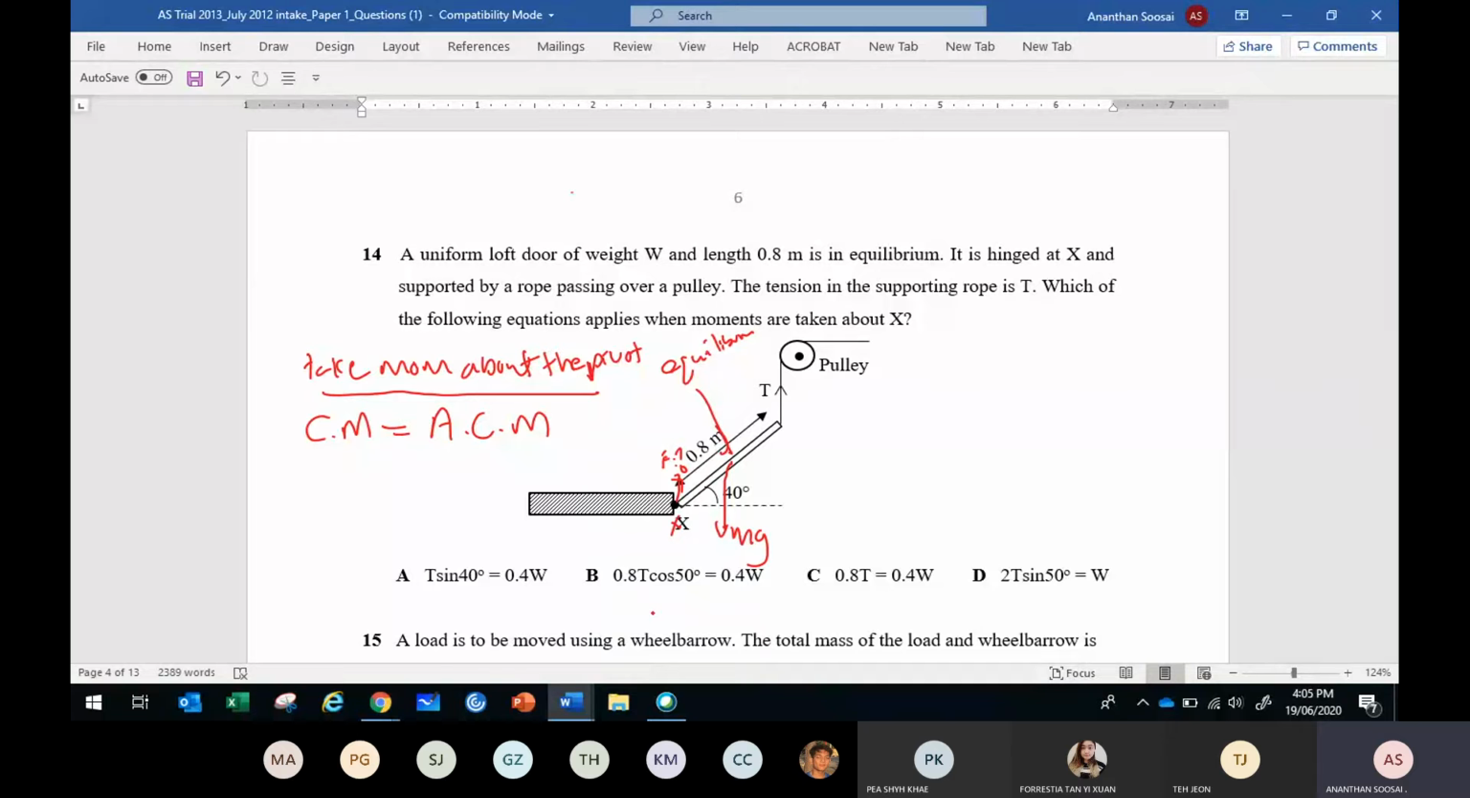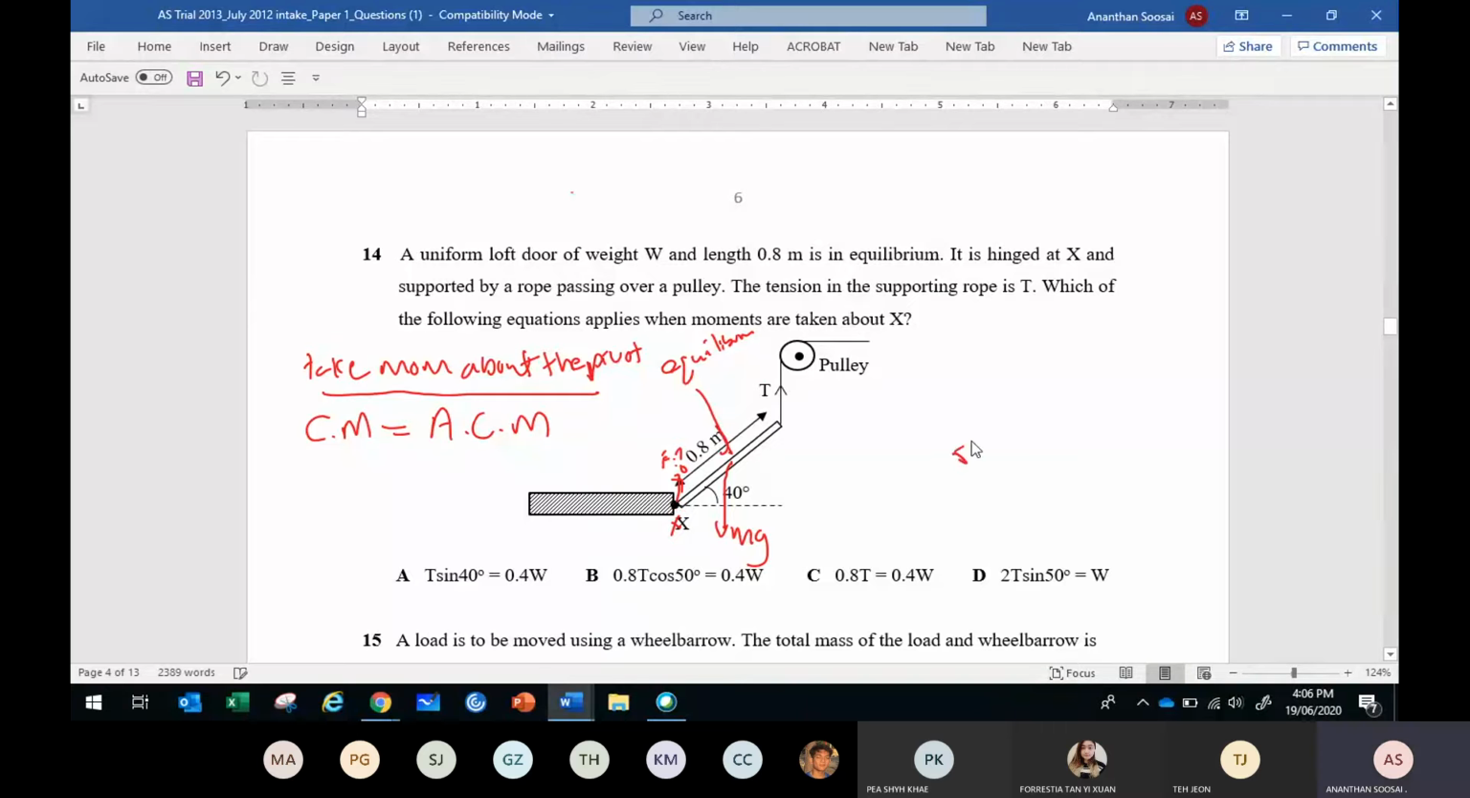Okay, the others, please give a try. Yeah, one more of you try and give me the answer. Okay, so take moment about the pivot, then you form a force, form an equation.